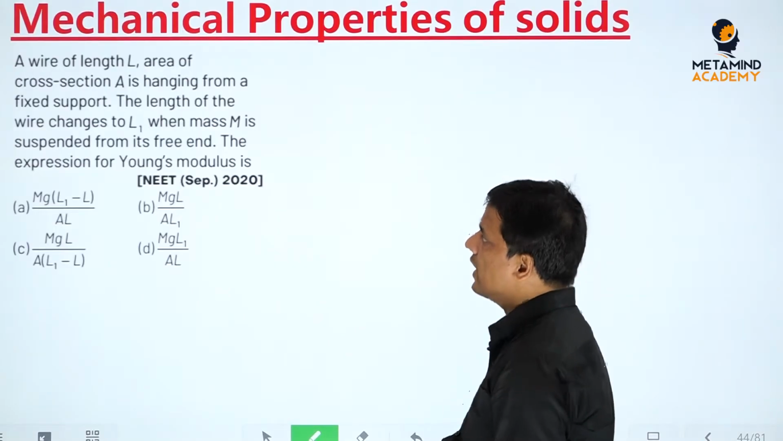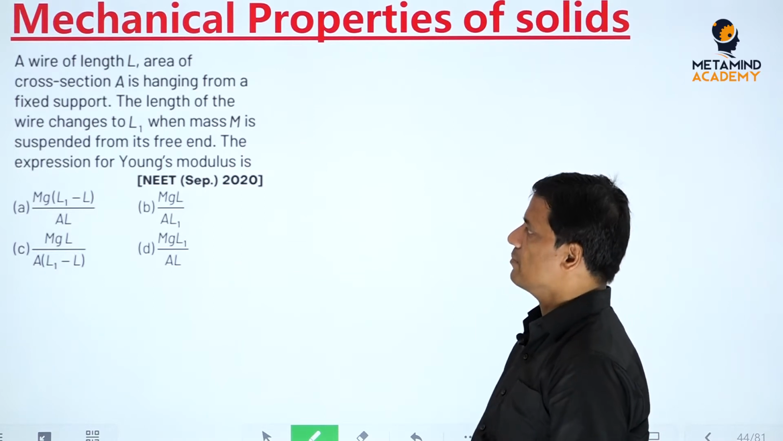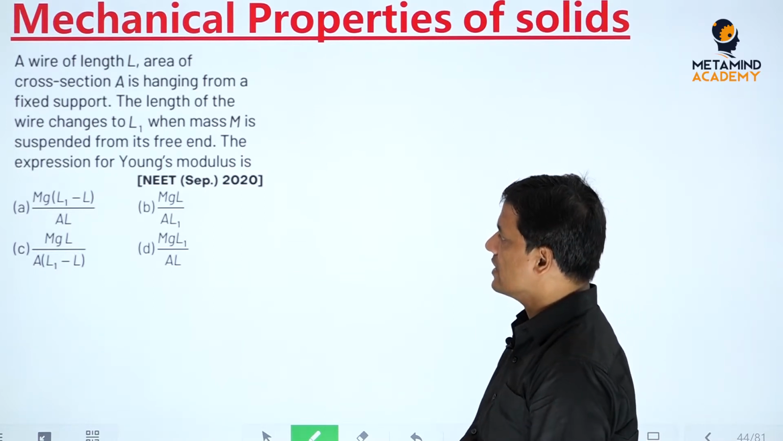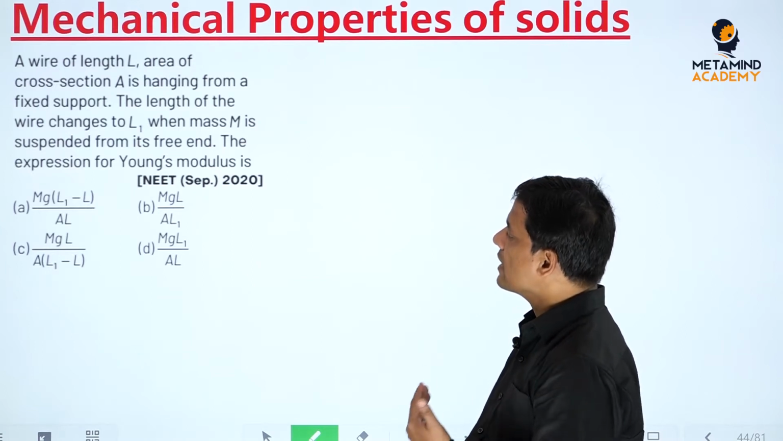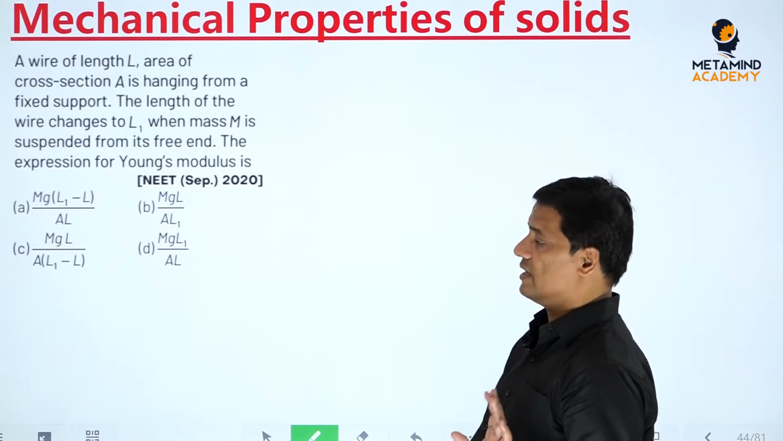A wire of length L, area of cross section A is hanging from the fixed support. The length of the wire changes to L1 when mass m is suspended from its free end. The expression for Young's modulus is.